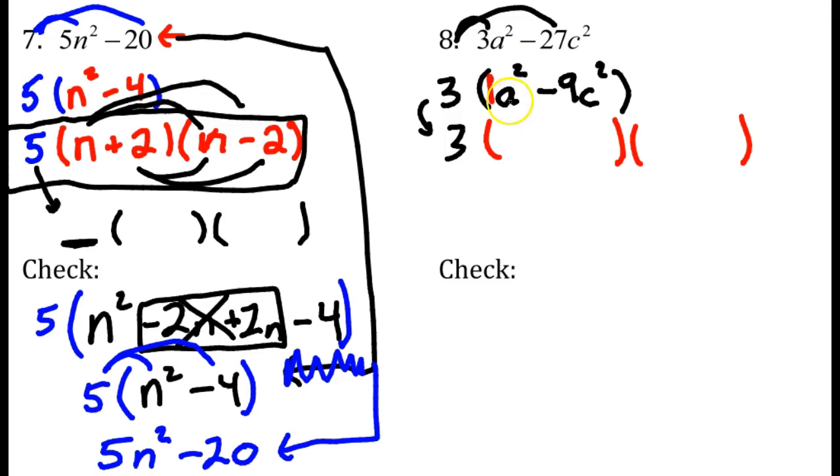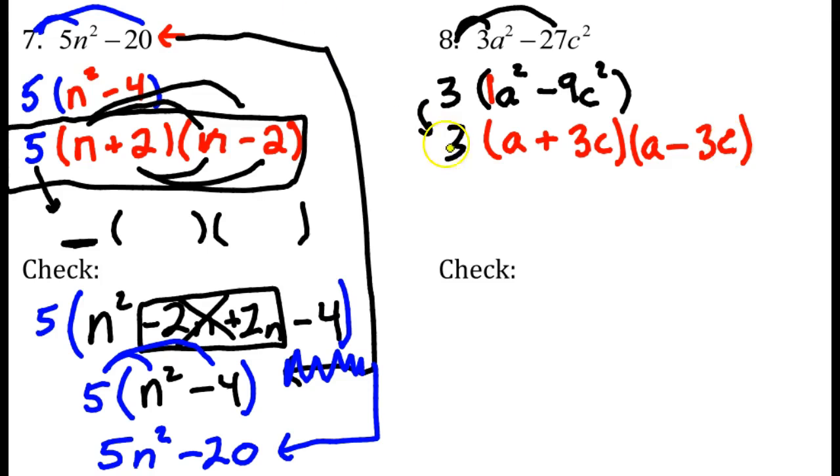All right, so what times what equals a squared? A and A. What times what equals 9c squared? Yeah, 3c and 3c. Right? 3 times 3 gives you the 9. The c times c gives you the c squared. And what about the signs? One's positive, one's negative, right? Otherwise, we won't get the 0 in the middle when we do the check. So that's a must. One's positive, one's negative.